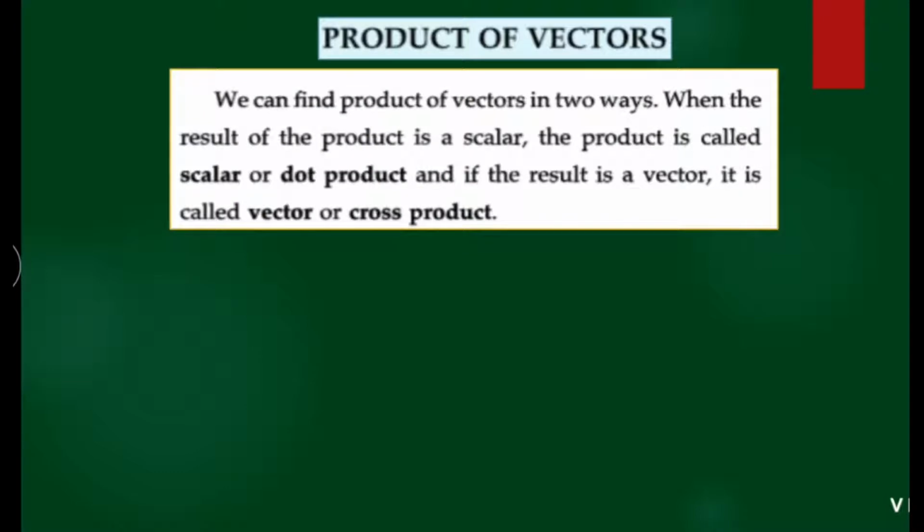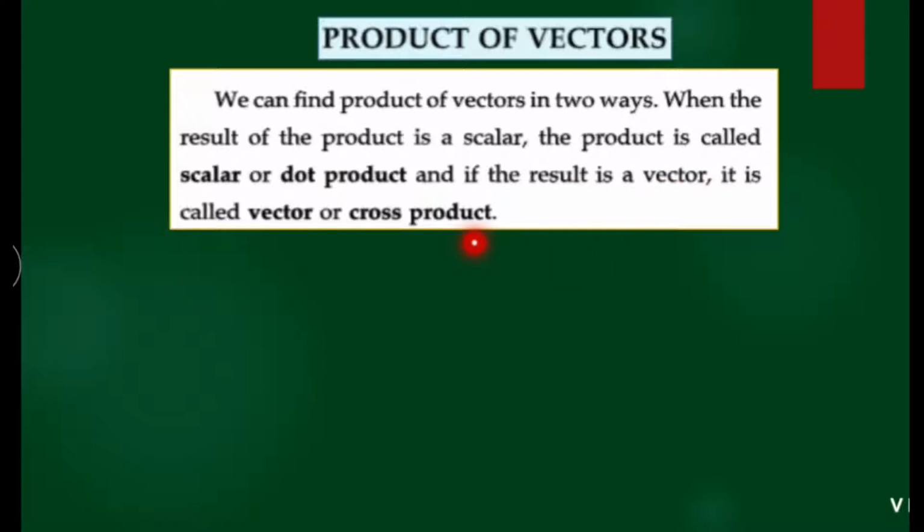So today we start a new topic, product of vectors. So why do we need product of vectors? See here, we can find the product of vectors in two ways. When the result of the product is a scalar, the product is called a scalar or dot product. If the result is a vector, it is called a vector or cross product.